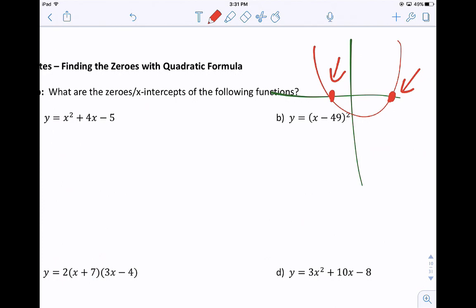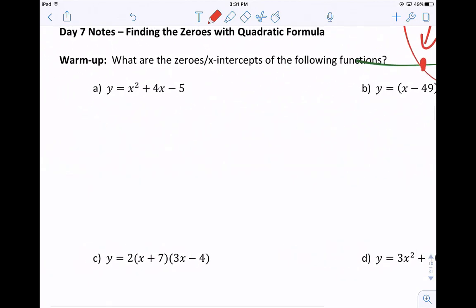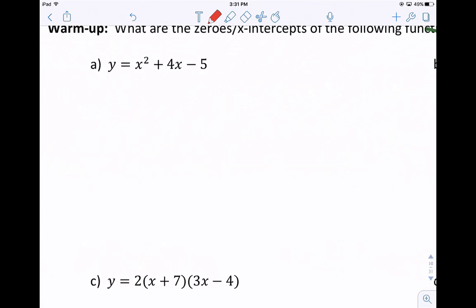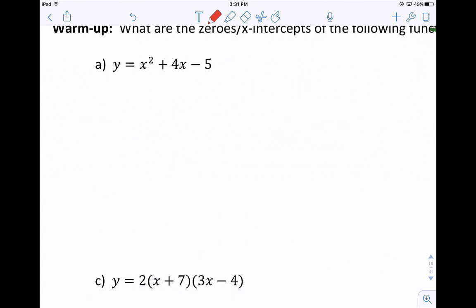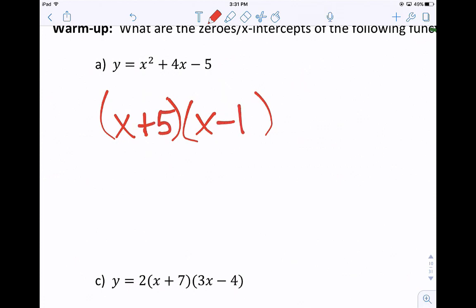So to review from yesterday, what are the zeros or the x-intercepts of the following functions? If we have x squared plus 4x minus 5, if we factor that, you can use a box and circle or other methods, we will get x plus 5 and x minus 1. So again, you factor it, box and circle, or another method, and these are the two factors of x squared plus 4x minus 5.